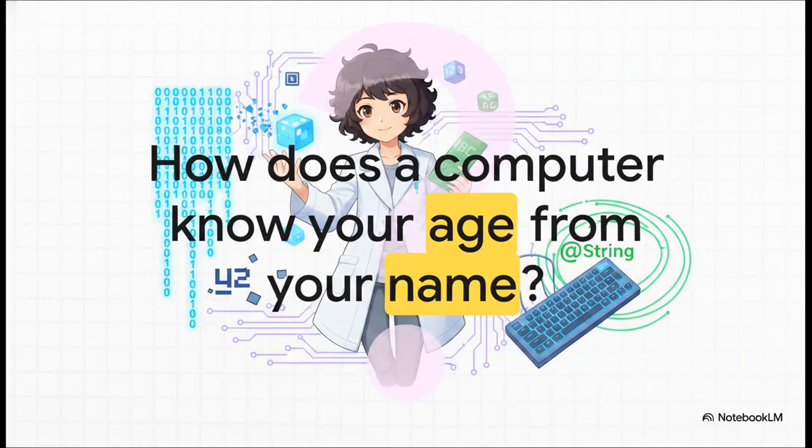So let's start with that big question. You know your age is a number, right? And your name is text. That's obvious to us. But to a computer, it's all just electricity, a stream of ones and zeros. So how on earth does it figure out that one is for counting and the other is for reading? This right here is the fundamental problem that data types were invented to solve.